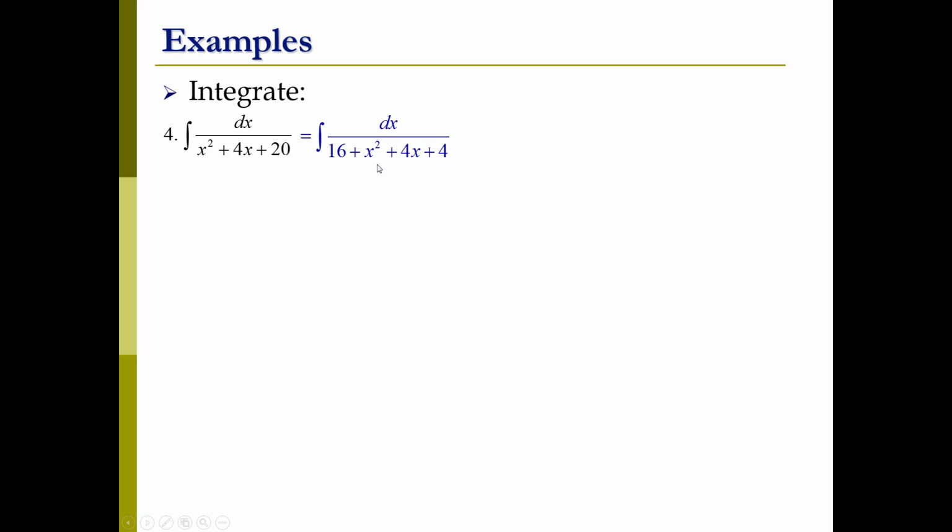This right here is a complete square. That being said, if we complete that square, we're going to end up with dx over 4 squared, because 16, of course, is 4 squared, which is going to be our a, plus x squared plus 4x plus 4 is a completed square, and it is x plus 2 squared.